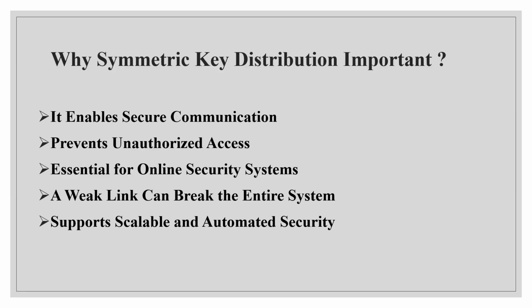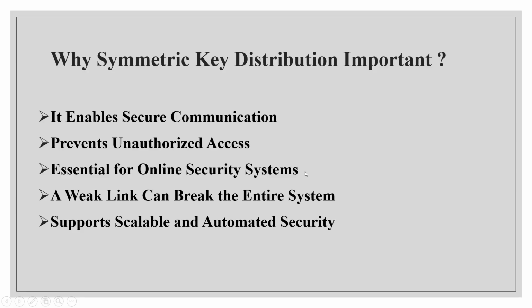So the third one is that it is essential for online security systems. Systems like online banking, VPN, meaning virtual private network, and secure messaging apps often use symmetric encryption. These systems rely on safe key distribution methods like hybrid encryption to maintain data privacy.